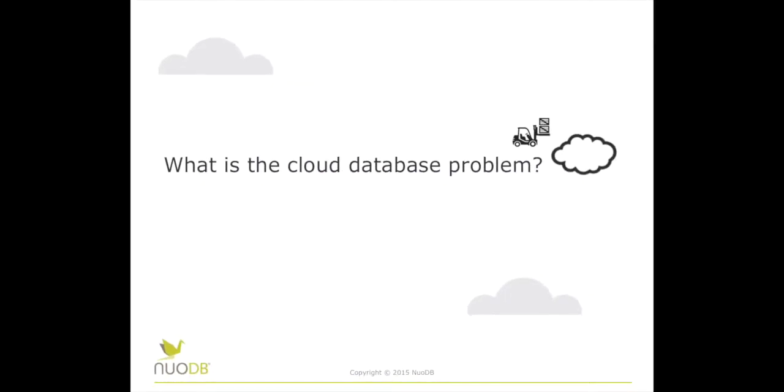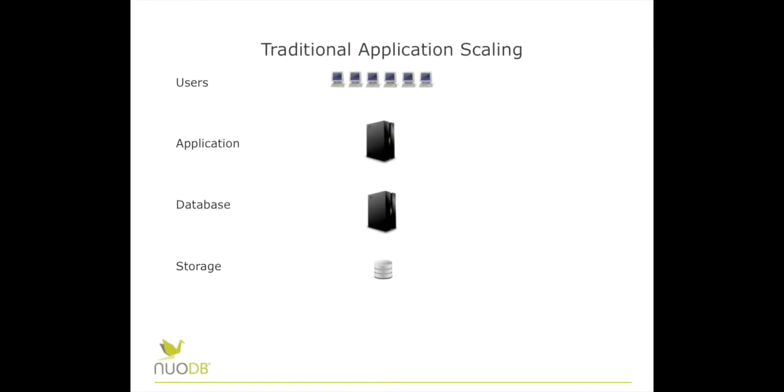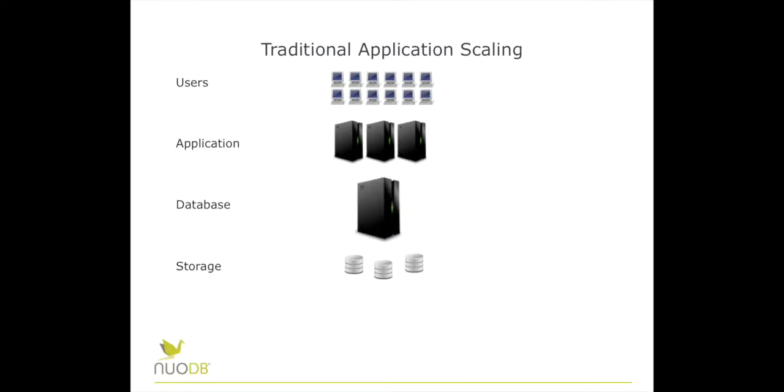So the big cloud database problem that I talk about. Look at this picture, a simplified architecture of a typical traditional application. Users connect to the application server, which connects to the database, which has the storage at the back. You want to scale it up? No problem at all. Add some more users, add more application servers, put the database on a bigger box with more storage on the back of it, and all is sweetness and light.